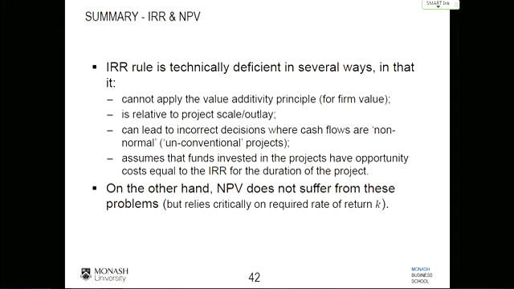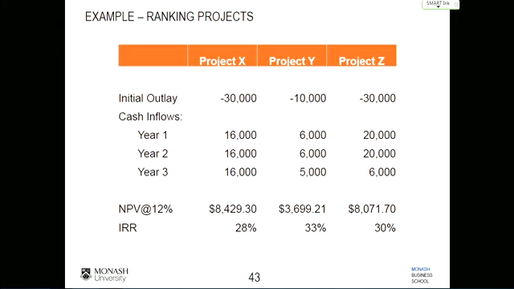So this is the summary of the IRR and NPV, and I've been explaining that, so I'm not going to talk about that. So one more example before we move on to the second part of the lecture. We have 3 different projects here. Which one are you going to choose? Which one? X, right? Very straightforward, okay? So the NPV is the highest.